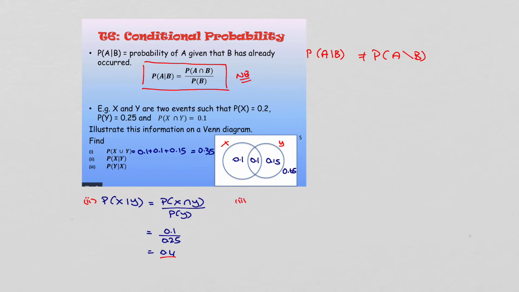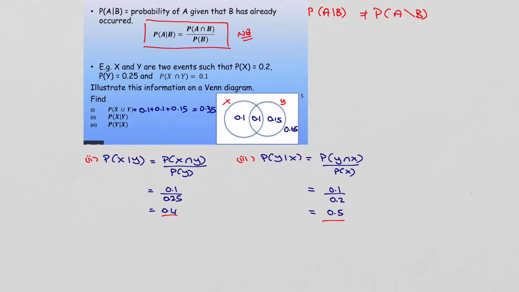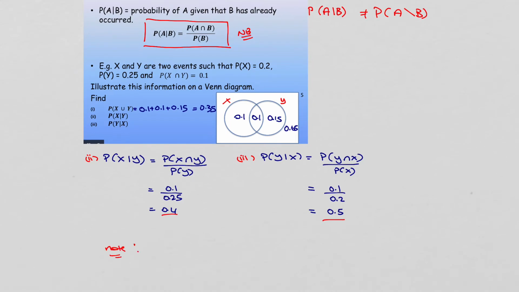And the last one there then is the probability of Y given X. So it might look like the same question, but it's actually the probability of Y intersection X over the probability of X. So Y intersection X is 0.1, and the probability of X is given to us as 0.2, and 0.1 divided by 0.2 is 0.5. So it's important to note here that the probability of X given Y is not equal to the probability of Y given X. So not to have that misconception that they are the same thing. The order is essential.